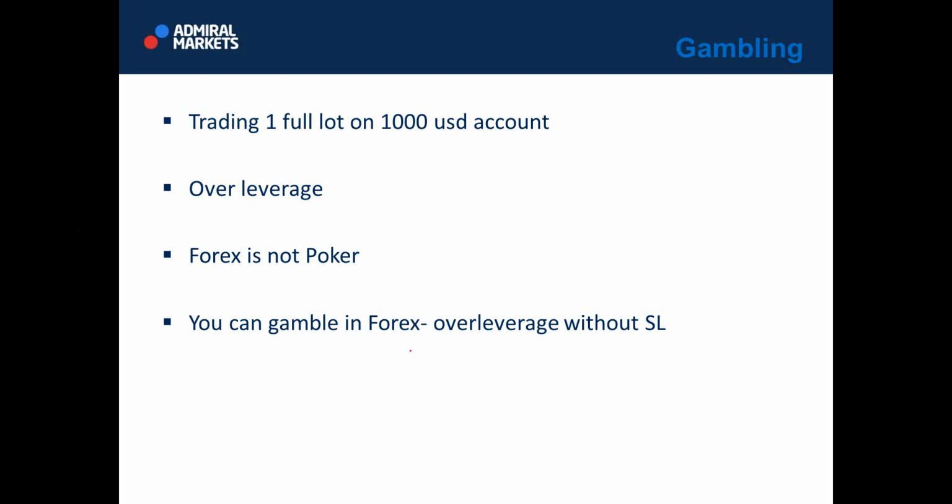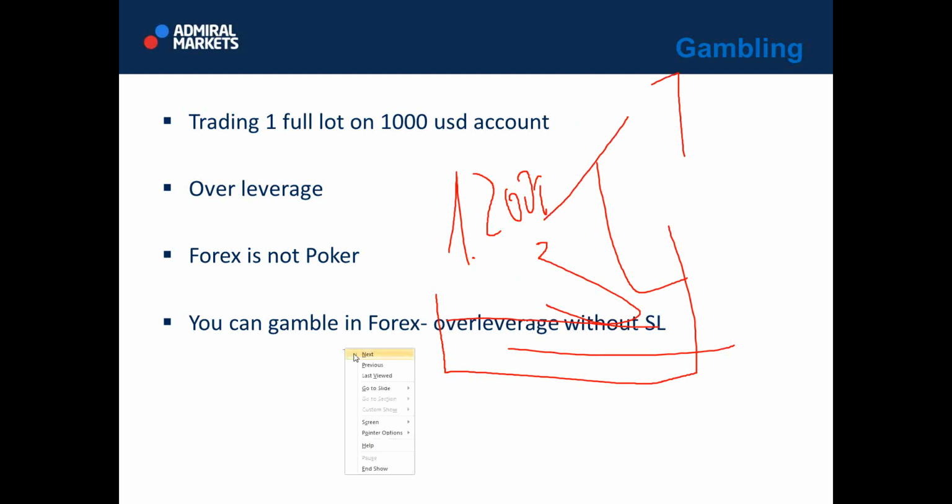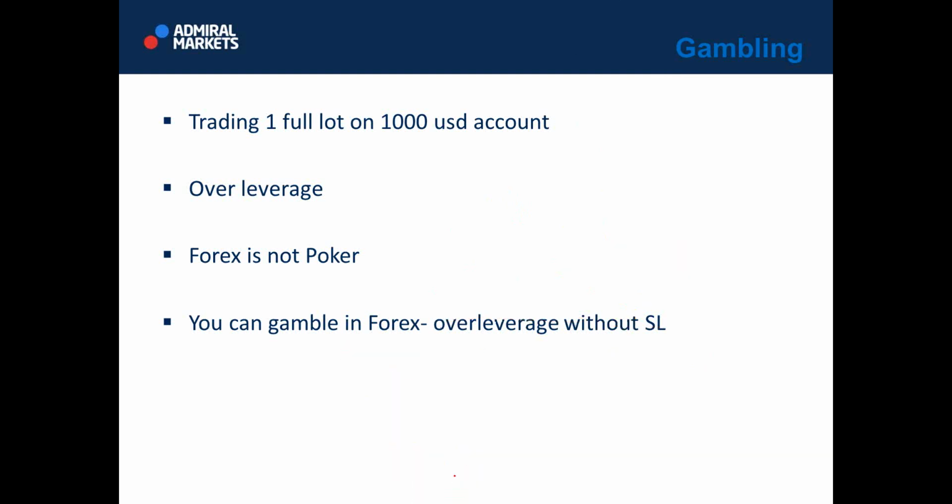You can gamble in the Forex market. But that is over leverage without stop loss. That means going long at 1.20 on euro dollar, putting 3 lots there and forgetting about stops. And maybe in half a year you will be in profit. But until then you will be sweating and praying that the price reverses, because you are actually gambling.